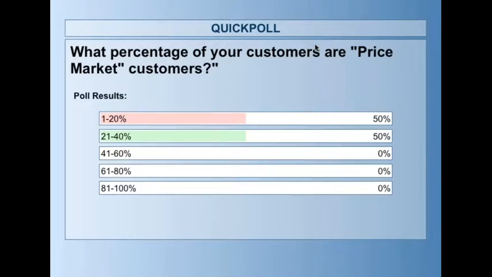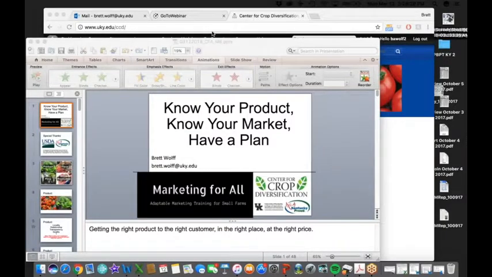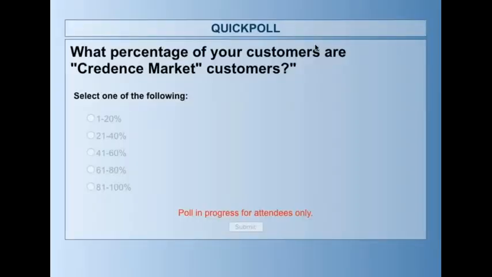In attendance, we have the Bluegrass Farmers Market, the Boyle County Farmers Market, Winchester Clark, and Harlan County. Okay, now we've got one more, which is, what percentage of your customers would you say are credence market customers?